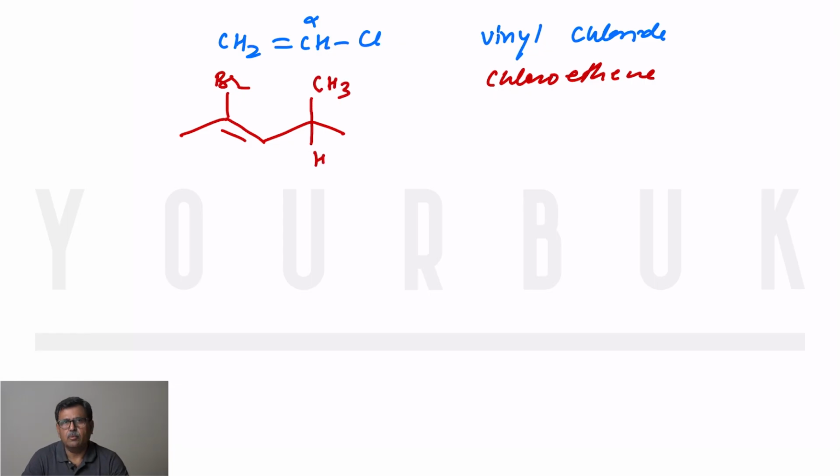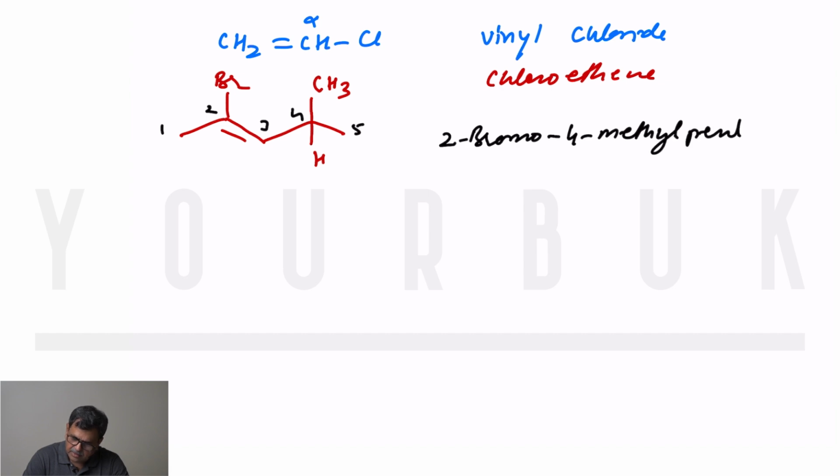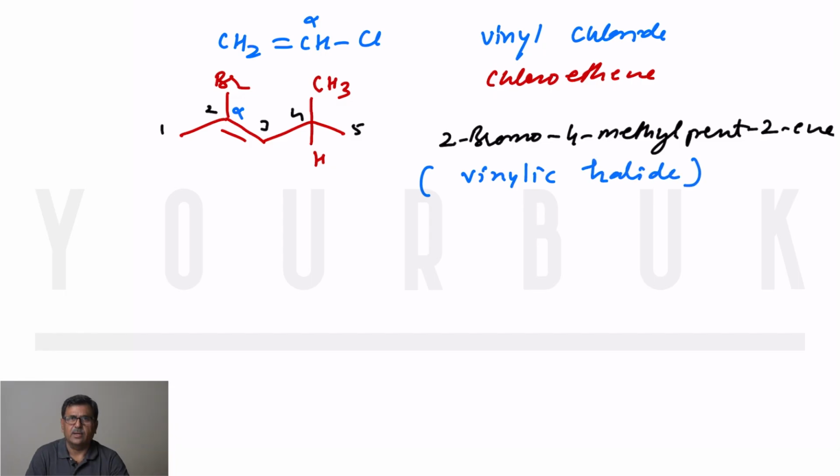Now in this case, the double bond again gets a preference, so we start numbering from this side. 1, 2, 3, 4, 5. So the IUPAC name is 2-bromo, so we arrange all the prefixes alphabetically, 4-methyl, and then we write pent-2-ene. Now in this case, your alpha carbon is doubly bonded. So this class of compound is called a vinylic halide. Vinylic halide. Now next we'll discuss the preparation of haloalkanes.